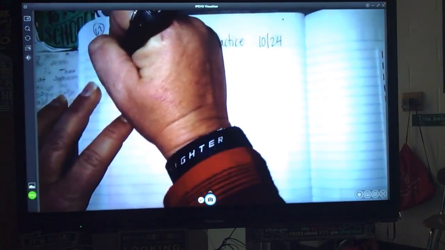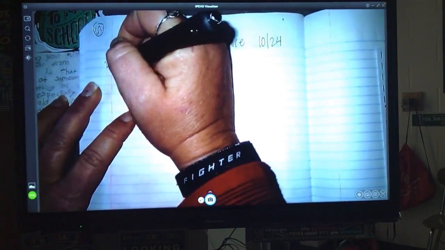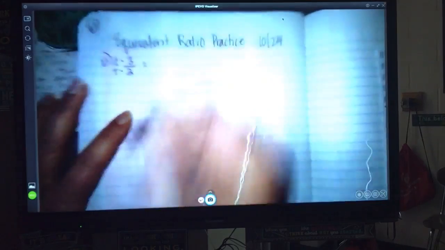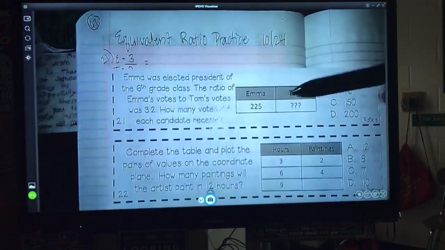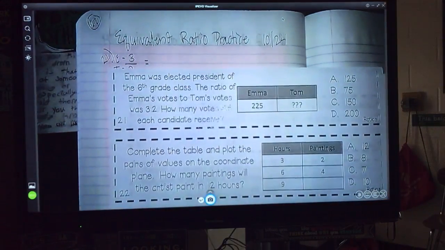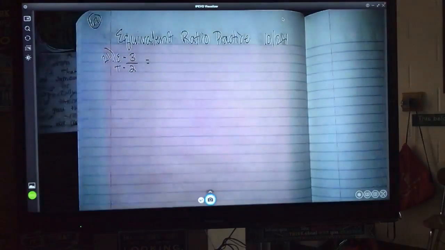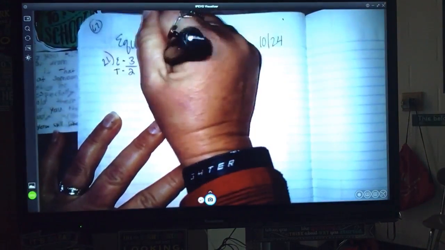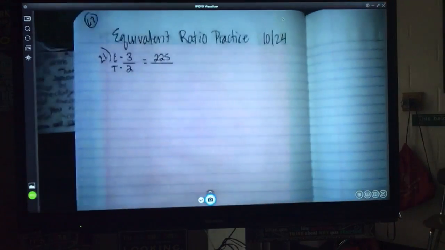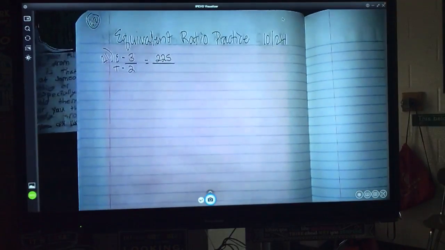All right. The top number represents Emma, the bottom represents Tom. How many votes did Emma get? Jonathan? 225. So 225. So I set that equal to 3. Does everybody understand why? Is there anybody who understands why? Okay, Emma, why did I set that to 3? Because that's how many Emma earned. Right, so that's how many she earned.